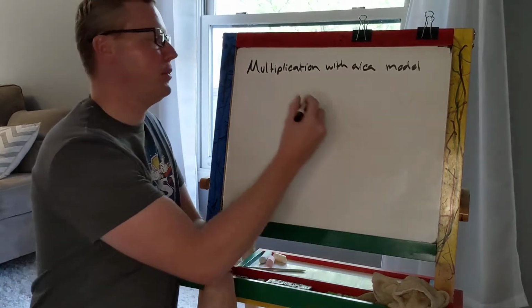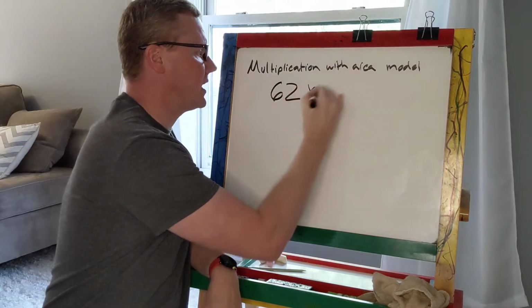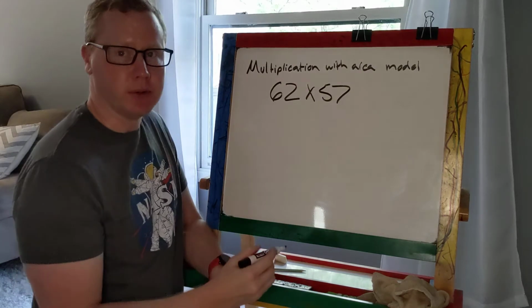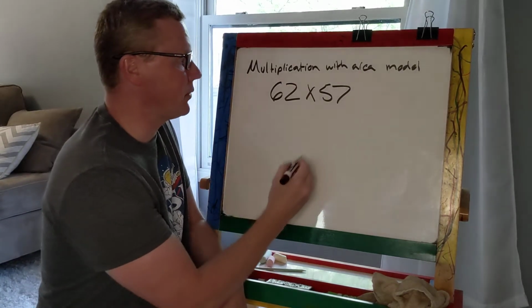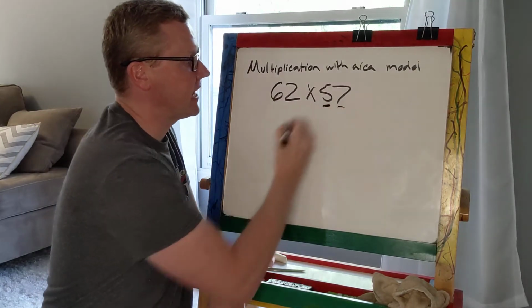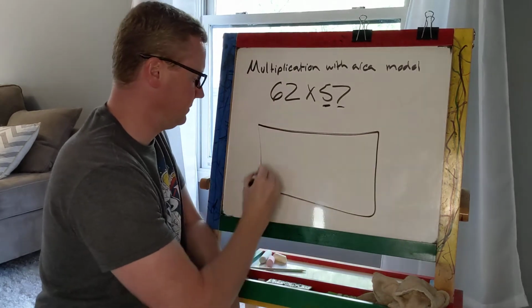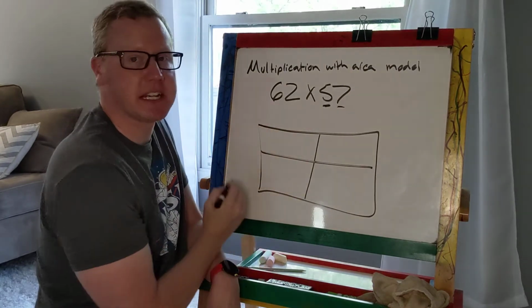Let's say I give you a problem like 62 times 57. We all know that we can break it up. And the way that we break it up is we break it up by its place value. So we have our 1s and our 10s here. I'm going to draw my square like that. And I'm going to start with 62.